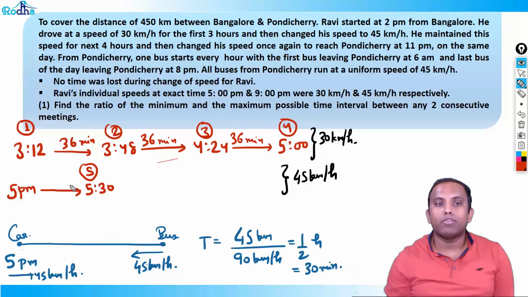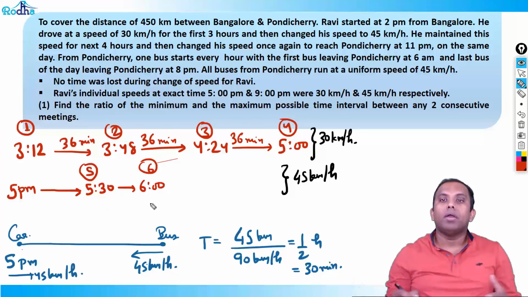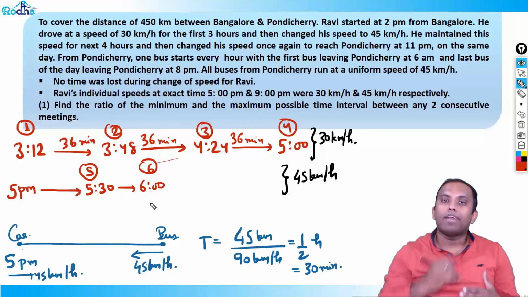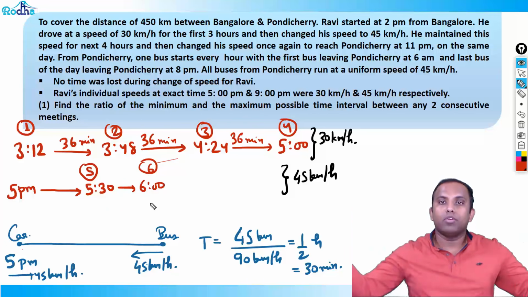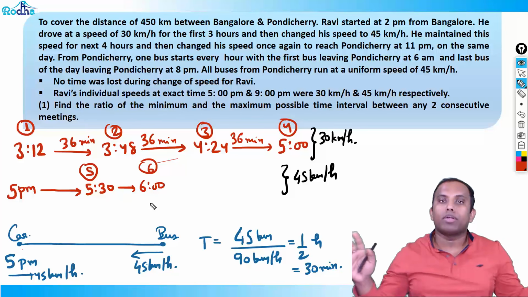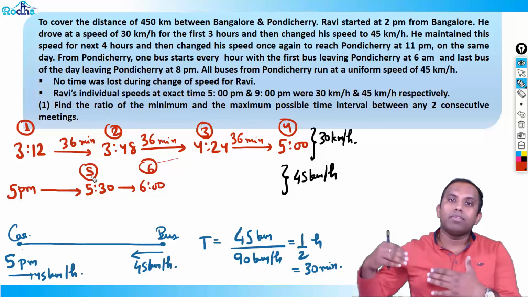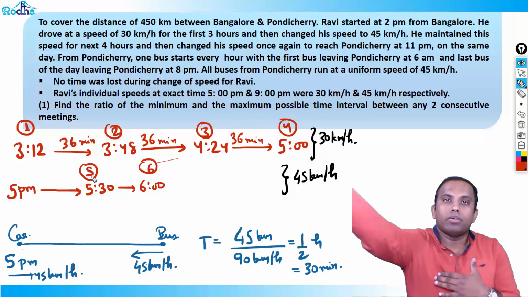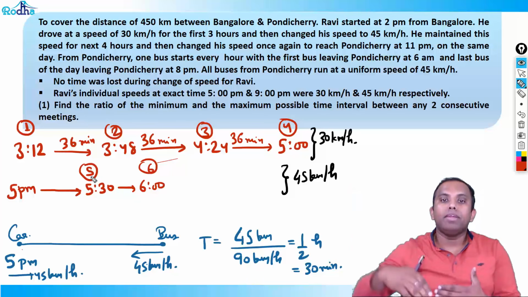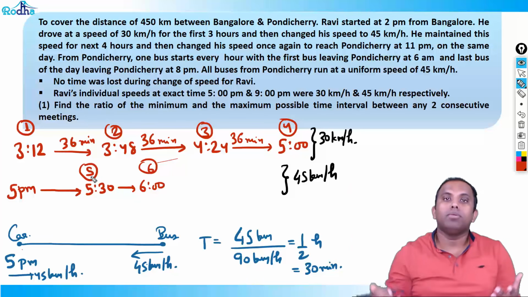The fourth bus I meet at 5 p.m., the fifth bus at 5:30, the sixth bus at 6 o'clock. Why? Because my speed is constant from 5 to 9. From 5 to 9 my speed is 45 kilometers per hour. So when the fifth bus crossed me, the sixth bus is again at a distance of 45 kilometers from me. So again how much time? 45 by 90, half an hour again, that is 30 minutes.